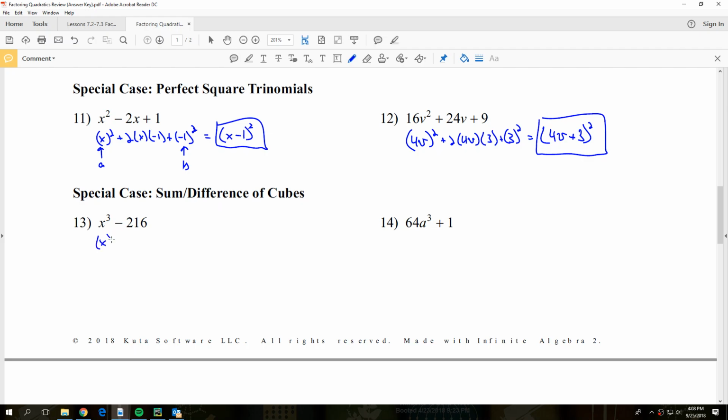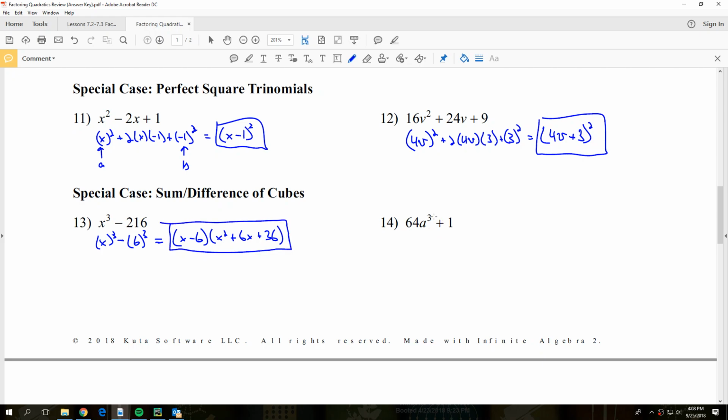So this is x cubed, and 216 is the same thing as 6 cubed. So this is a difference of cubes. The factors of this are x minus 6 times x squared. In this case, it's plus, I have to flip the sign, plus a times b, or x times 6, which is 6x. And then always plus b squared, which in this case would be 36.